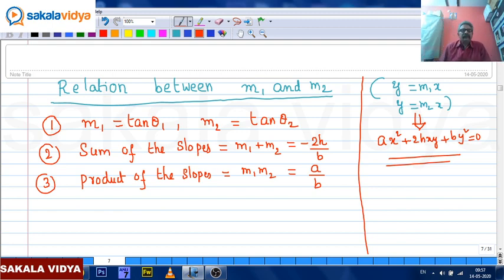Okay. So product of the slopes. One more thing, tan theta 1 plus tan theta 2 is equal to minus 2h by b. Even tan theta 1 into tan theta 2 is also a by b.